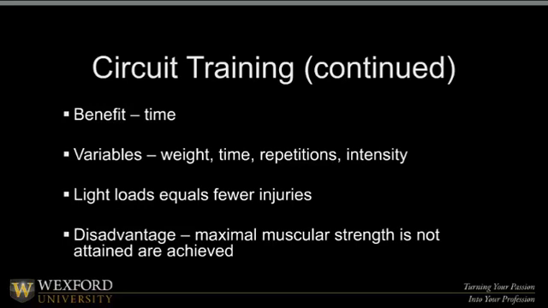There are many ways that circuits can be devised. Examples include push-pull options, total body routines, or agonist-antagonist muscle group work. Studies show that circuit training is the most time-efficient way to enhance cardiovascular fitness and muscular endurance specifically. This can be a significant component for your client to consider.